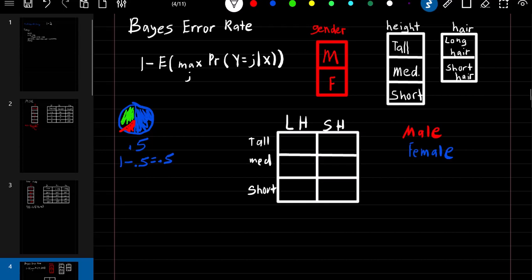So the given probabilities, and these would have to be given to you on the exam, and generally in practice these aren't known. But let's say we know that every long-haired person that is tall has a 50% chance to be a male, and a long-haired person that's medium height has a 40% chance to be a male. Long hair and short, we'll say 0.2. Now if they're short hair and they're tall, we'll say 80% chance to be a male. Short hair and medium height, we'll say 70%. And then short hair and short, we'll say 40%.